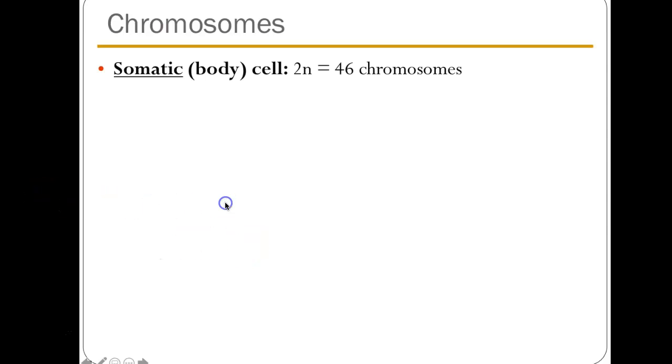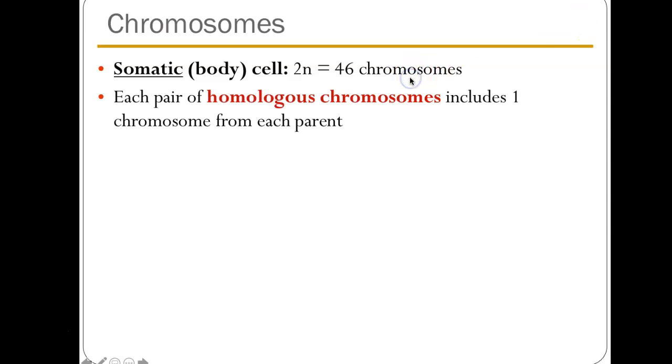Page 170. I'm going to go through a few more vocab words. So we're still not talking about the process of meiosis yet. Let's talk about just general vocab. Somatic cells are body cells that are not sperm and egg. I know I've gone over these words before, so I'm going to go through quick. Each pair of homologous chromosomes includes one chromosome from each parent.